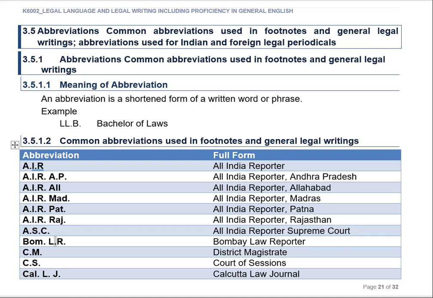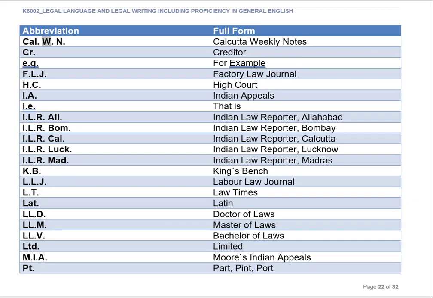Bom. L.R.: Bombay Law Reporter. D.M.: District Magistrate. C.S.: Court of Sessions. Cal LJ: Calcutta Law Journal. Cal WN: Calcutta Weekly Notes. Cr.: Creditor. E.g.: for example. F.L.J.: Factory Law Journal. H.C.: High Court. I.A.: Indian Appeals.